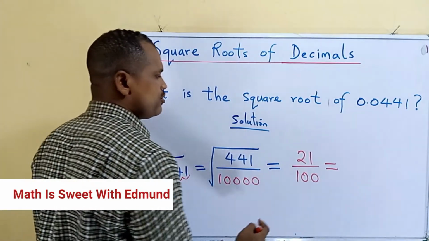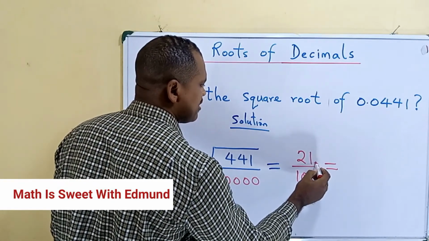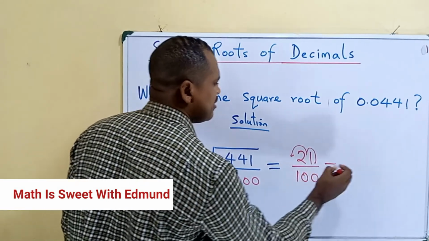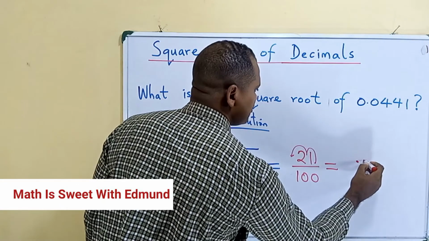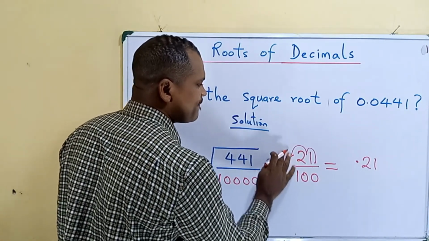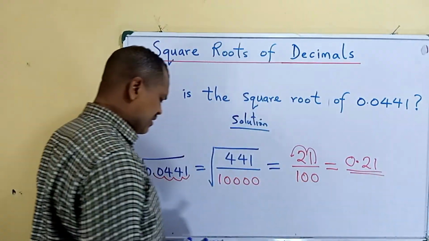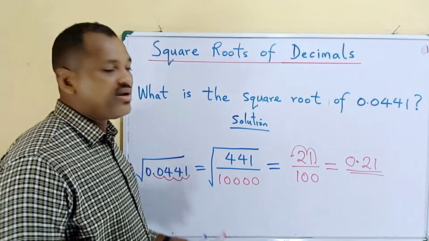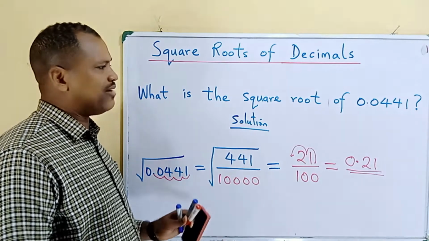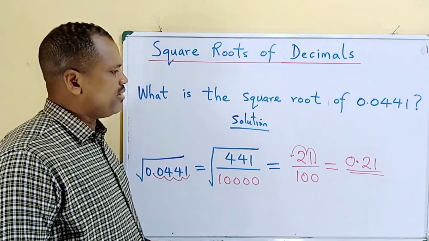This is very simple. Also the same thing, because we have 2 zeros here, you move it twice. 1, 2. The decimal point will now be here. So it will be 0.21. Because there's no digit here, you put 0. And that is it. This is very, very simple, I want to believe. So that is how to find the square roots of decimal numbers.